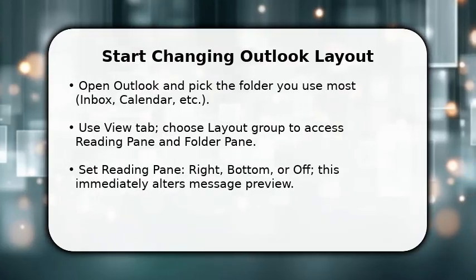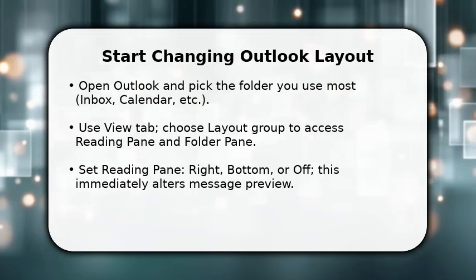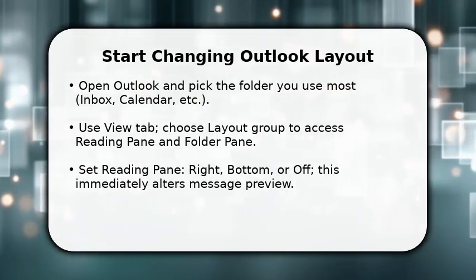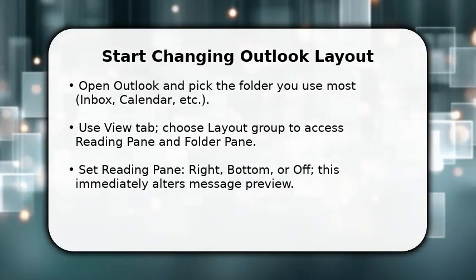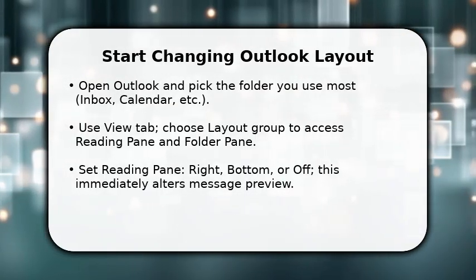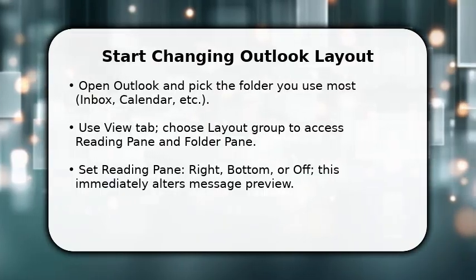You begin by opening Outlook and going straight to the View tab so you can change layout elements now. Select the folder you use most because changes apply visually and help you test immediately. Click Layout in the ribbon to reveal reading pane and folder pane controls.